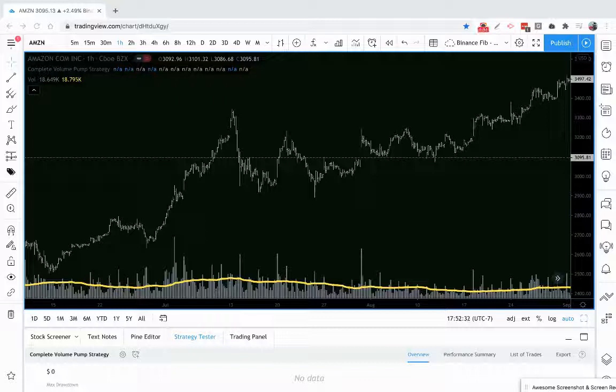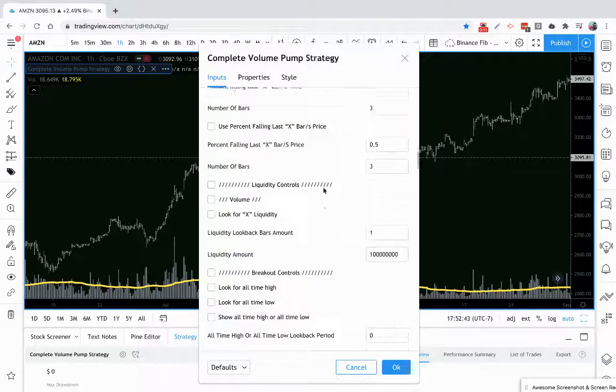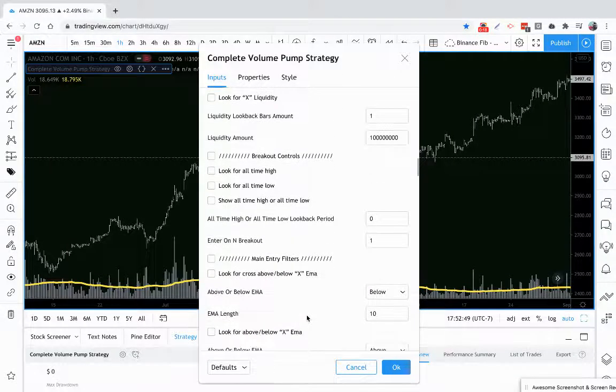Okay, in this tutorial video of the complete volume pump strategy, we're going to go over the settings we have. Bring it up real quick. We're going to go over liquidity controls, breakout controls, and the main entry filters.